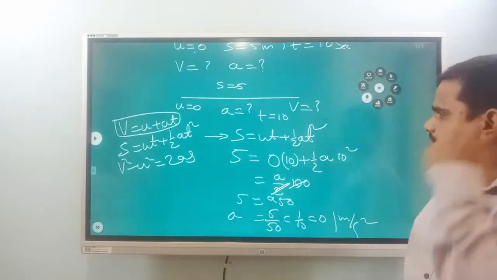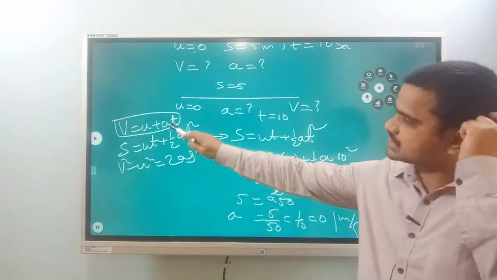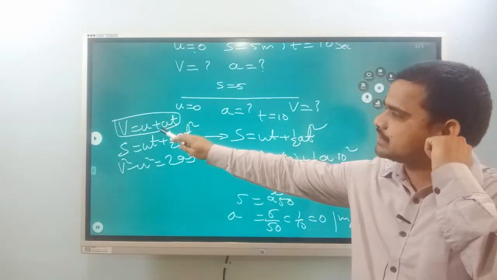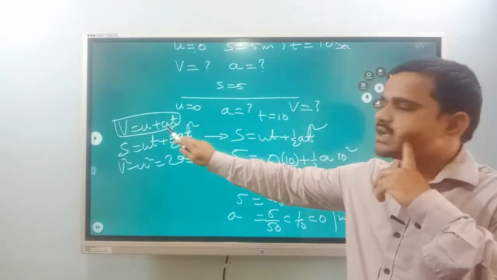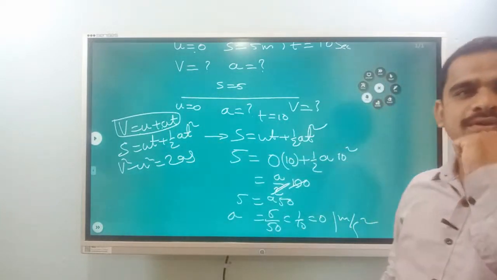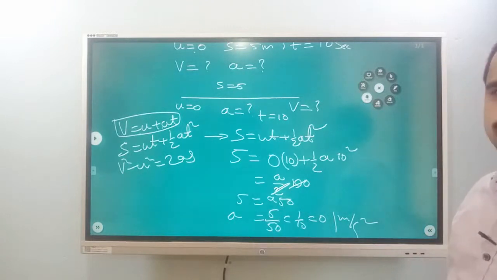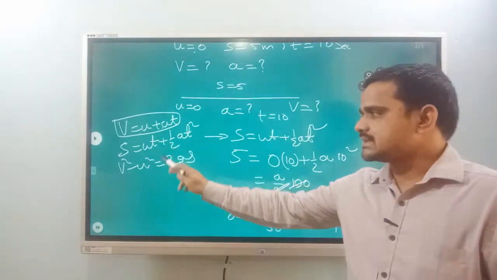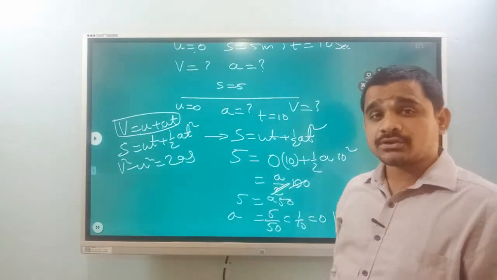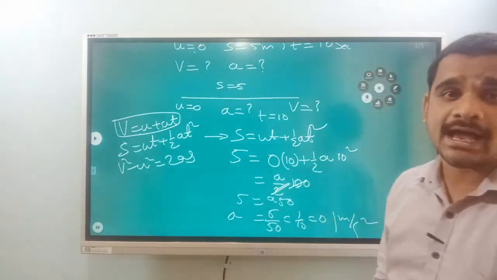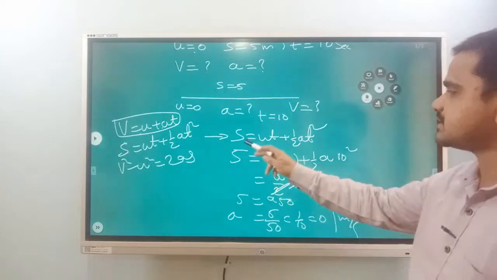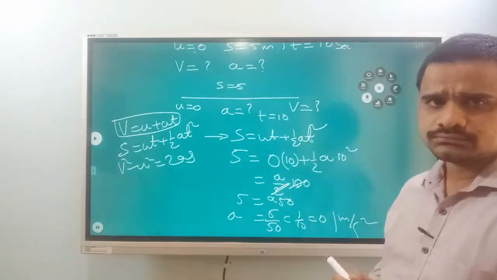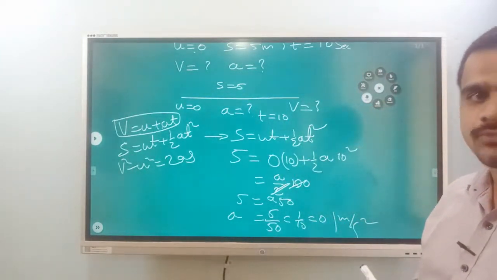Just check it. If I want to use this one, I don't know the v value here, and I know the u value, a I don't know, t I don't know. So it's not useful for us; from v is equal to u plus at, we cannot get the correct expression. Now check s is equal to ut plus half at square, or v square minus u square equals 2as. Which one do I have to use? s is equal to ut plus half at square, I can use.